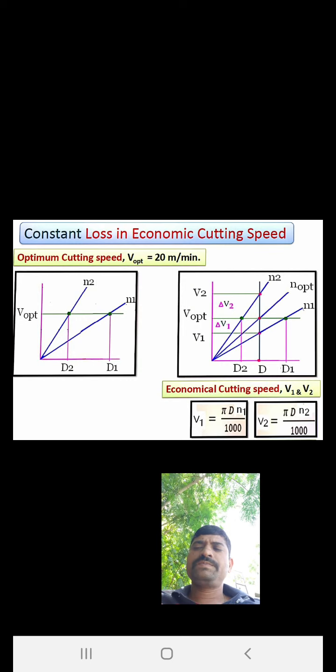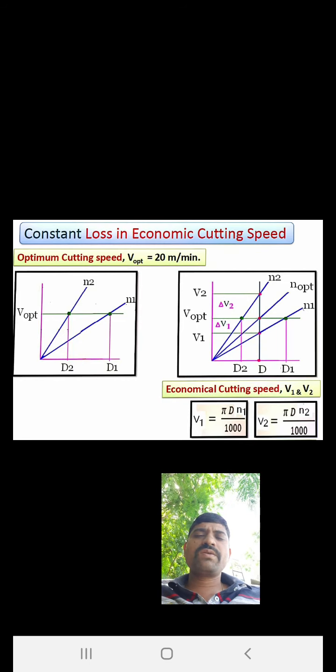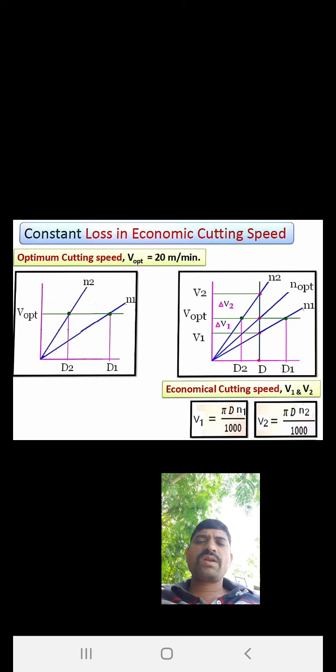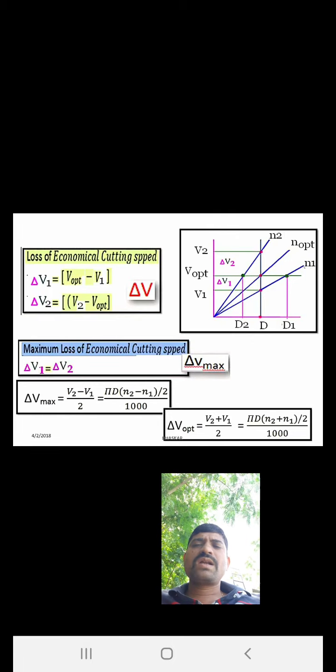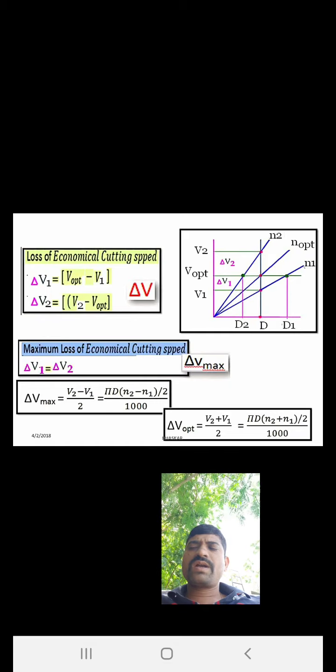When we get the loss of economic cutting speed, it is maximum when v optimum lies between v1 and v2, then you can calculate the v optimum value. Okay, v optimum value, or we can say delta v1 or delta v2. What is delta v1? The maximum loss of cutting speed range we have calculated with the help of delta v1 and v2.